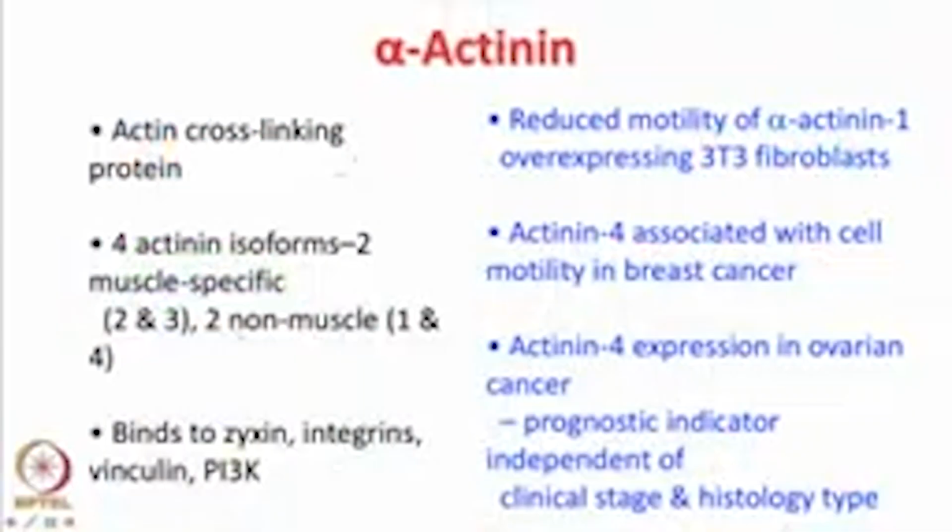Okay. So, for alpha actinin you have 4 different isoforms, 2 of them, alpha actinin 2 and alpha actinin 3, are specific to muscle cells. The other 2, alpha actinin 1 and alpha actinin 4, are present in all non-muscle cells. Alpha actinin has been shown to bind to various proteins including integrins, vinculin, a signaling protein called PI3 kinase, and zyxin.